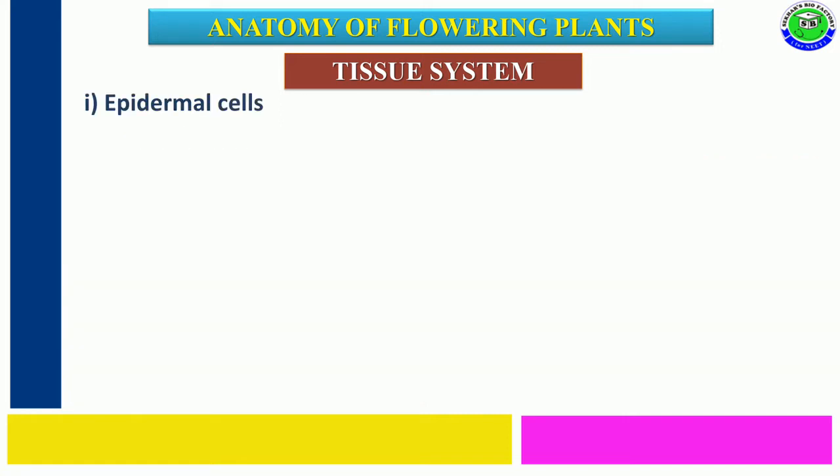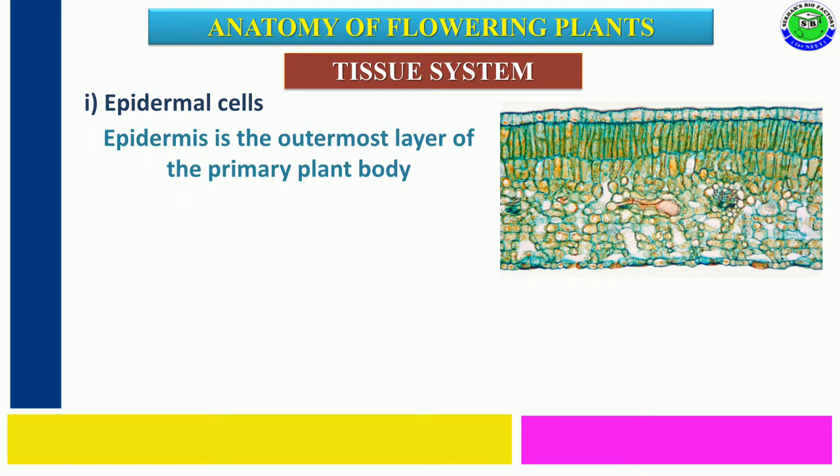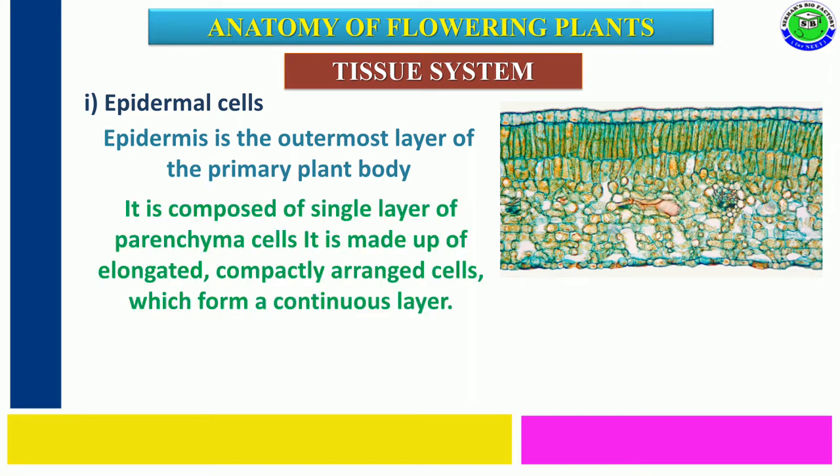The first part in the epidermal tissue system is epidermal cells. The epidermis is the outermost layer of the primary plant body, consisting of living parenchymatous cells. The epidermis is generally composed of parenchyma cells in a single layer, and each and every epidermal cell is elongated, compactly arranged and forms a continuous layer around the plant body.